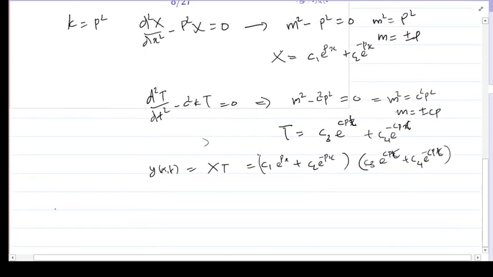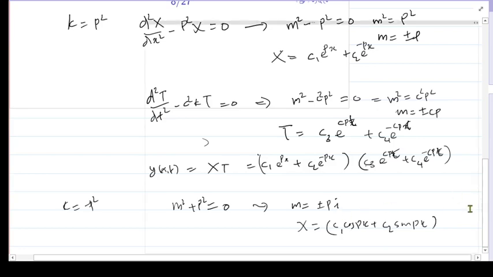Now we have to take another case, k equal to minus p square. With k equal to minus p square, what we get is m square plus p square equal to 0, the auxiliary equation. Correspondingly we get m is equal to plus or minus p i. For this we can solve X is equal to c1 cos px plus c2 sin px.